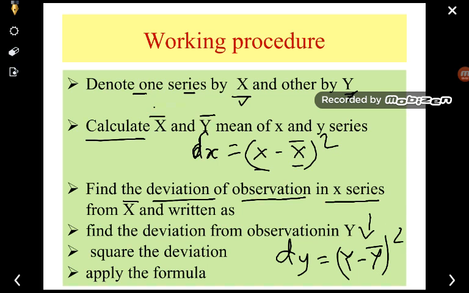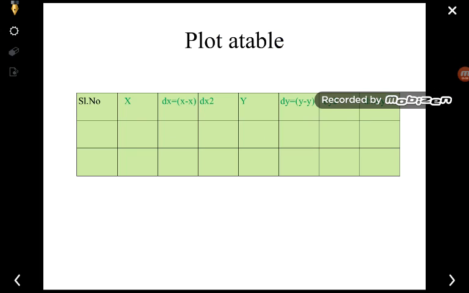Now coming to the contingency table, how to plot the table. In order to plot a table, you have to write the various variables. The first column will be the serial number, so here we write 1, 2, 3, 4, and so on, however many data points there are. Next is the X series. Next will be the deviation from the mean, which can be denoted by dx.